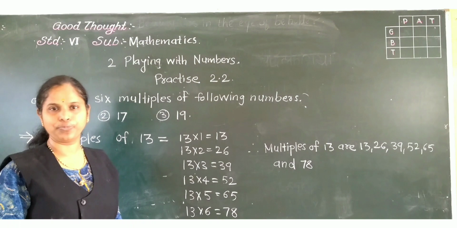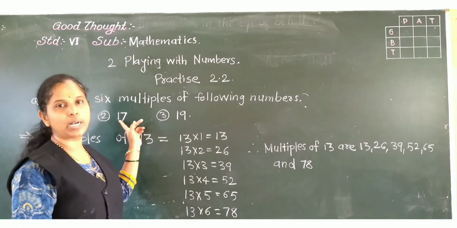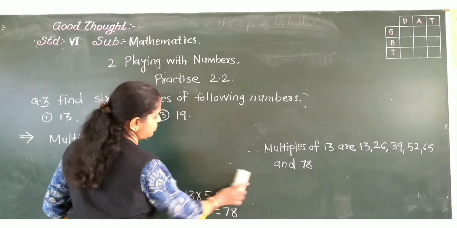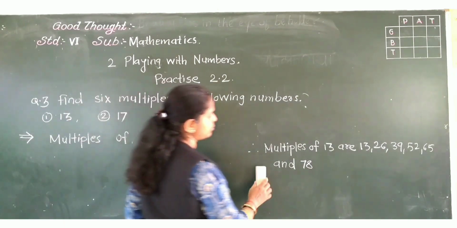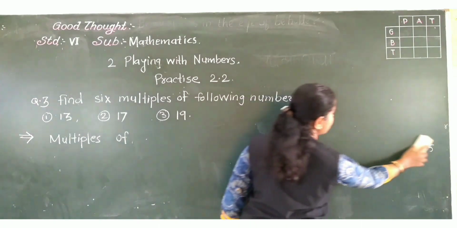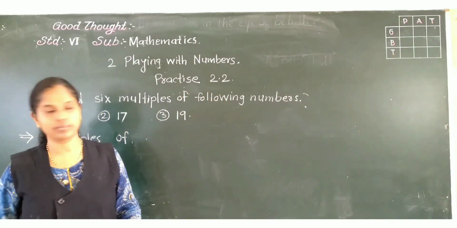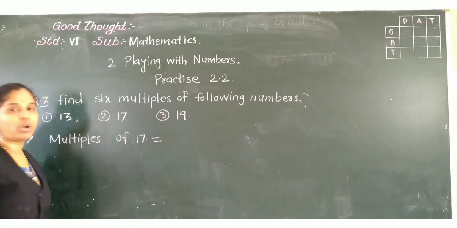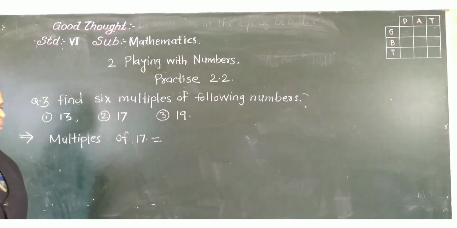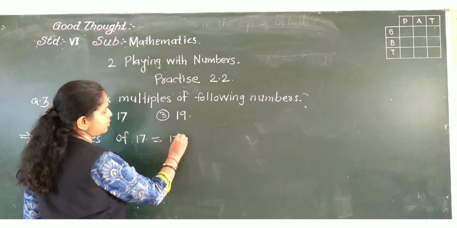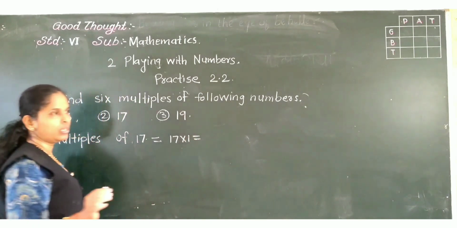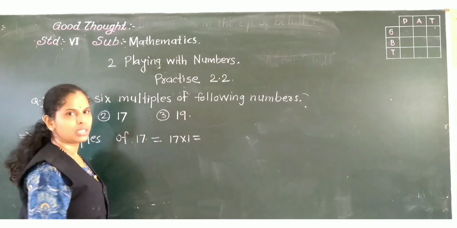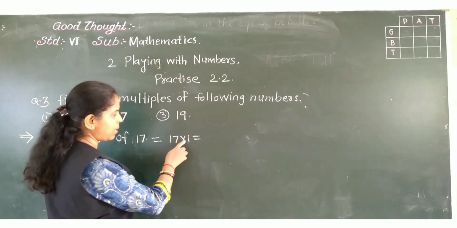Got it? Followed? Now we will see how to find out the multiples of 17. See here. Now here multiples of 17. Again what you will have to do? Multiply it by the first 6 numbers. You can take any number, but for convenience, to make it easy for you, I have taken the first 6 numbers. I will multiply by the first 6 numbers.